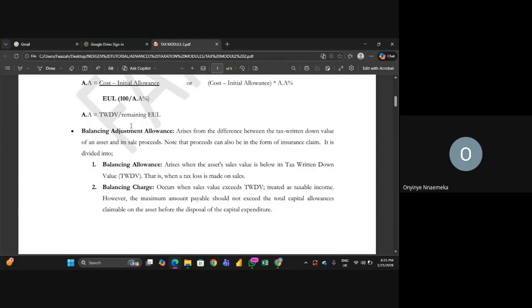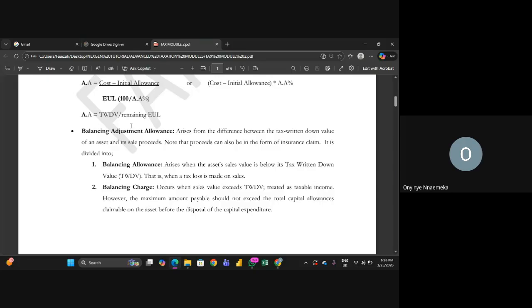Okay. But balancing allowance occurs when there's a loss, and that's why it is an allowance. It's like a loss relief, something like that. It's an allowance. They allow you to remove it from your profit. And that's where your tax written down value is higher than the sales proceeds. It means that what the asset is worth is more than what you have sold it for. It's worth 50K, you sold it for 30K, 20K loss. That 20K becomes your balancing allowance, right?